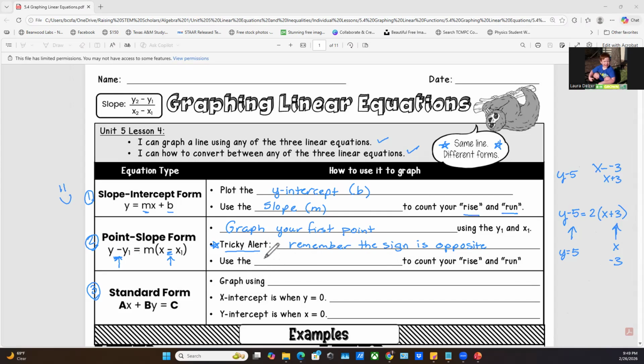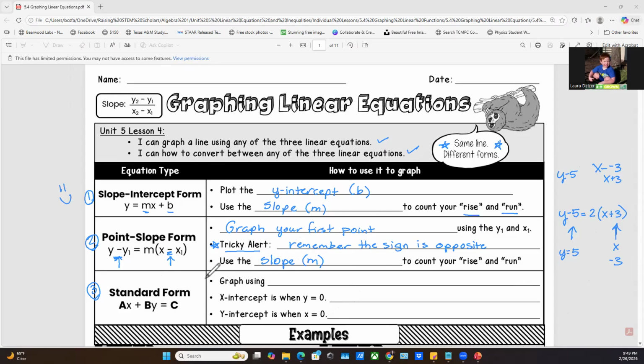And then we're going to use our slope to count our rise over run. Slope is abbreviated m. We can get our slope straight from this equation, and we can get our point straight from the equation, but we've got to flip that sign because of the negative in the equation itself.